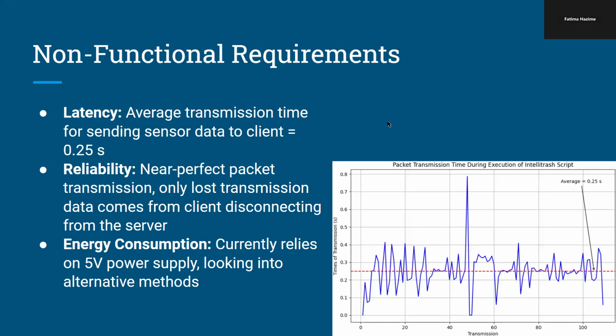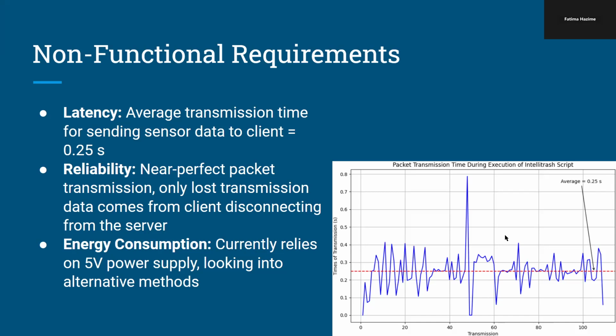As for our non-functional requirements, in terms of latency, the average transmission time for sending the sensor data to the client is about 0.25 seconds. This is relatively fast, and as you can see in the graph, over 109 reads, the rate of transmission is pretty solid at most points.